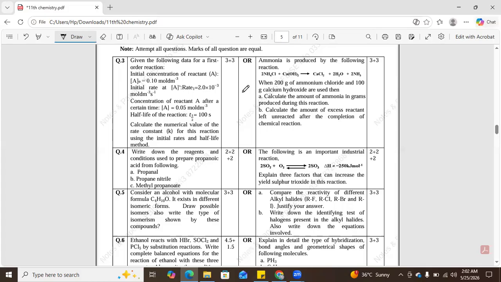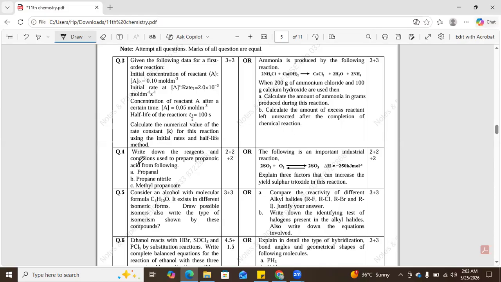Or optional question is, ammonia is produced by the following reaction. This is the reaction. When 200 gram of ammonium chloride and 100 gram calcium hydroxide are used, then calculate the amount of ammonia in grams produced during this reaction. Number B, you have to calculate the amount of excess reactant left unreacted after the completion of the chemical reaction.